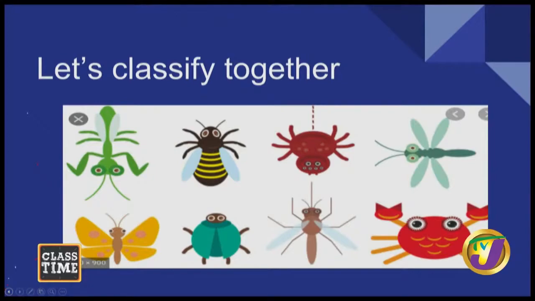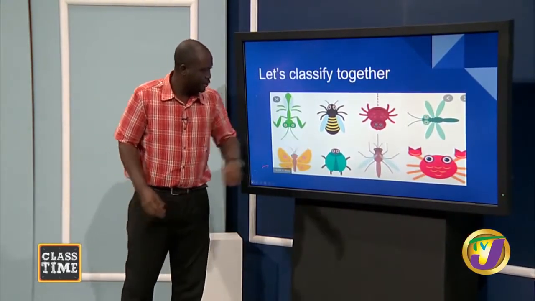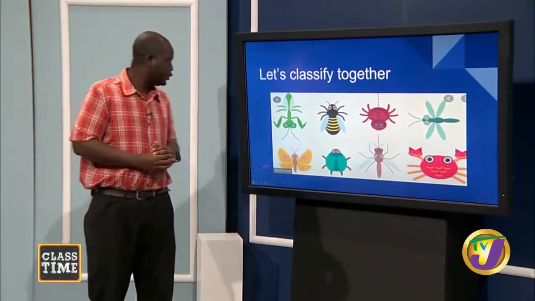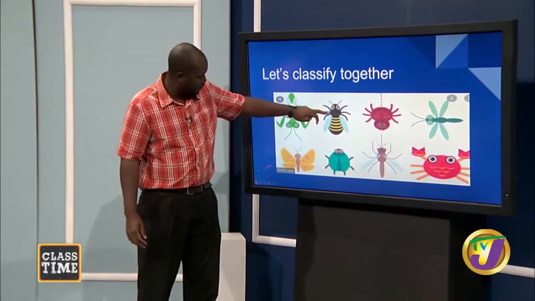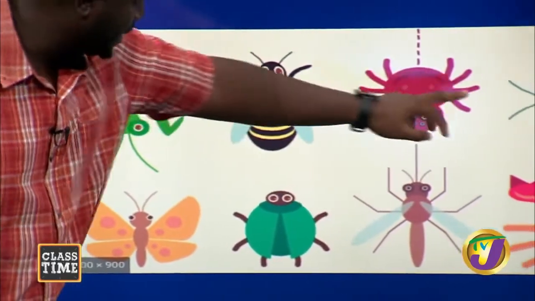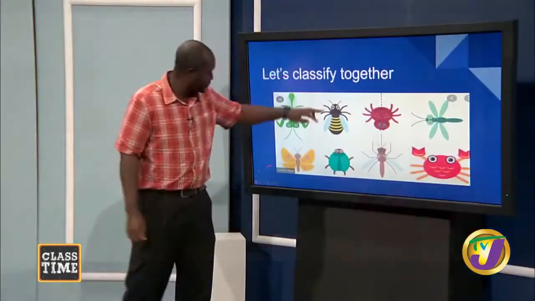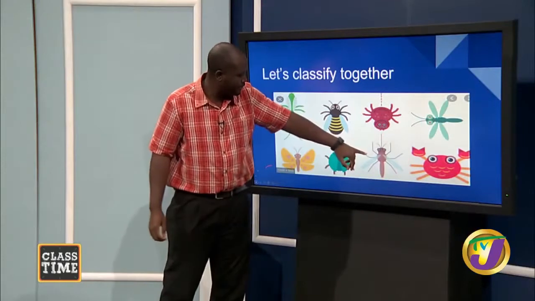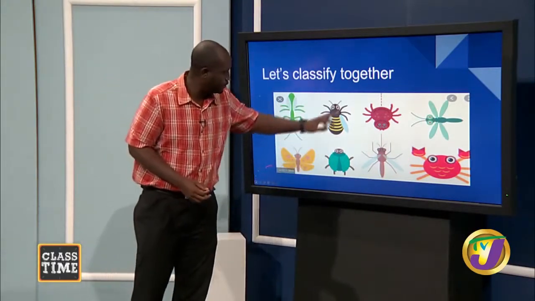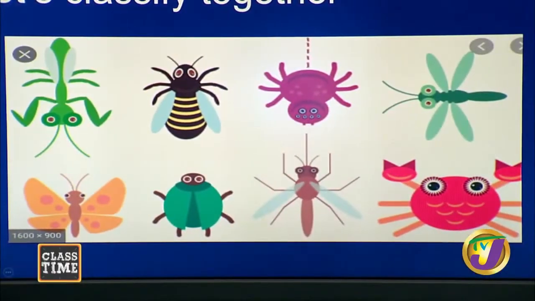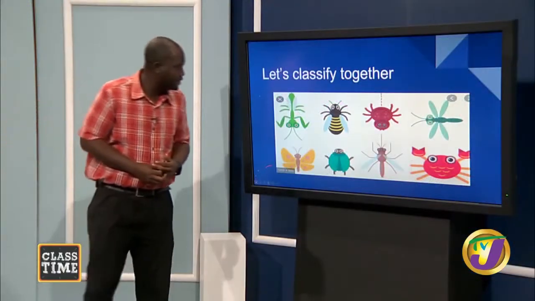Very good. I can look at antennae. So you have some with antennae and some without. Those with antennae are this right here, these, and that one over there. So you have 1, 2, 3, 4, 5 organisms that have antennae, and you have 1, 2, 3 without. So there you go, you have classified organisms.